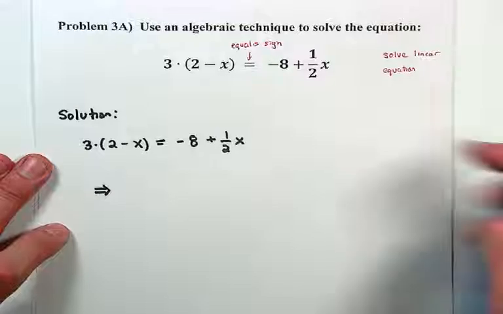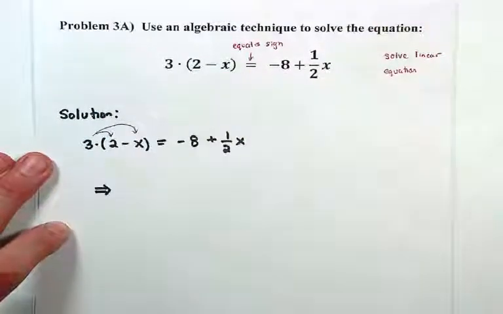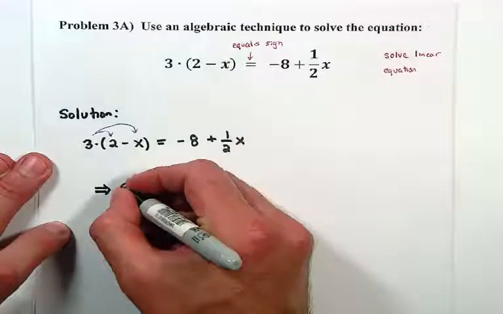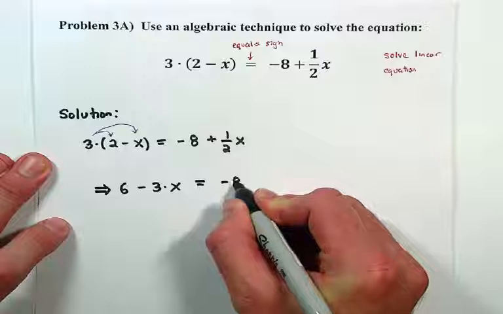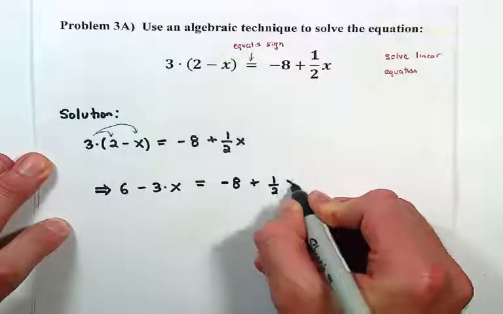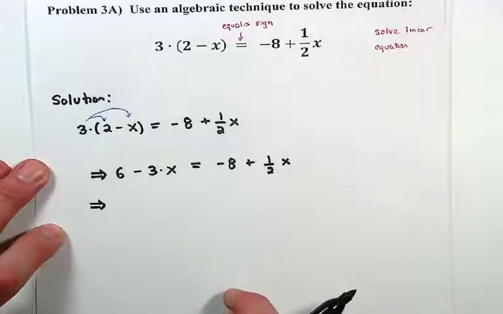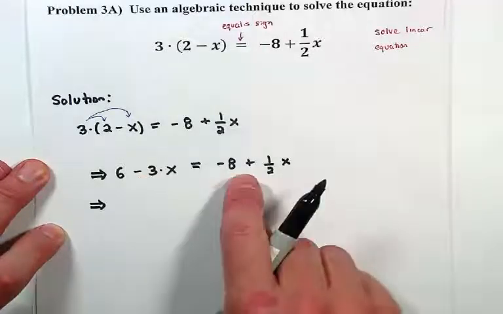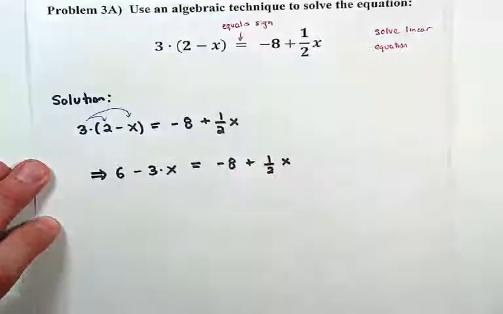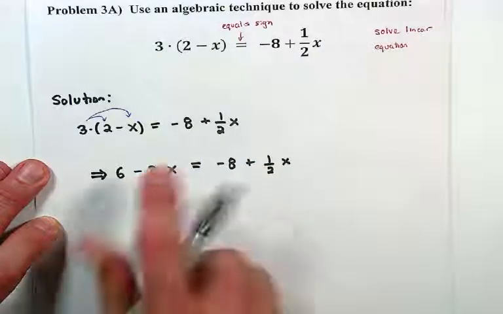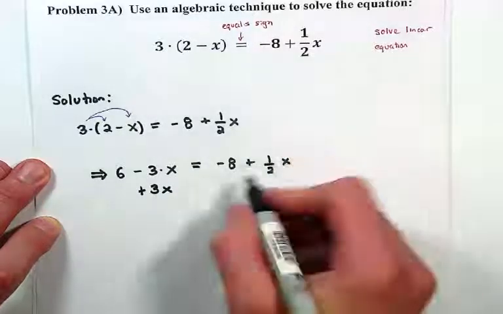The first thing I'm going to notice is there's a multiplication outside of a subtraction. I can pass that through. This we said was 6 minus 3 times x equals -8 plus 1/2 x. Next thing we're going to try to do is to get the variable by itself. We notice there is a -3x and a positive 1/2 x. Question, should we bring the positive over or the negative? I tend to try to annihilate negatives in my life because I feel like they make things more complicated. So I'm going to go ahead and write plus 3x.